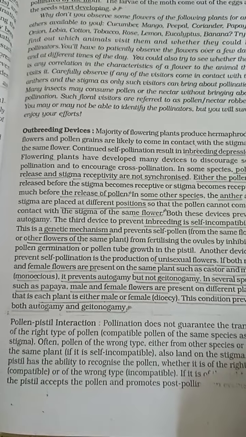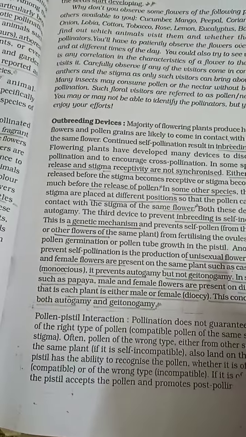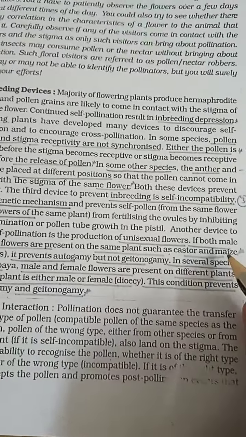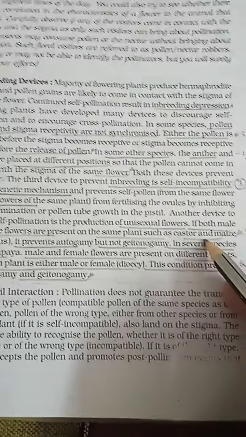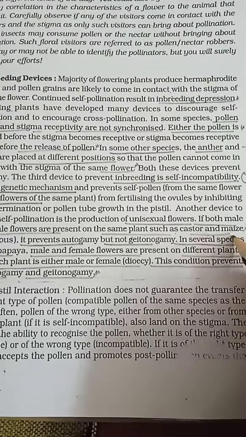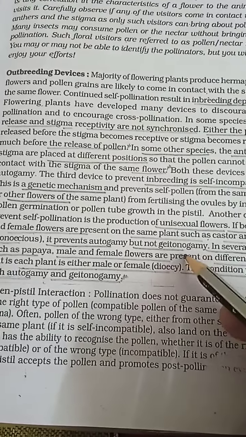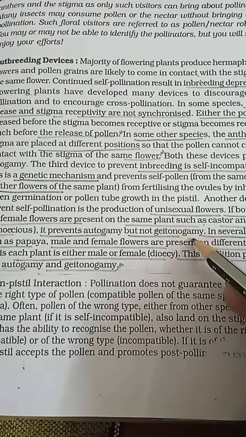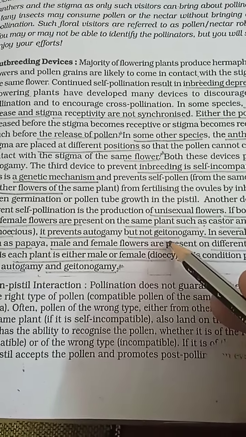And self incompatibility: they are incompatible to each other. If the same pollen grain reaches the stigma, the pollen tube does not germinate. If the plant is monoecious, meaning a plant containing both male and female flowers, like castor and maize, that promotes cross pollination. But it prevents autogamy, not geitonogamy; that means it promotes geitonogamy.